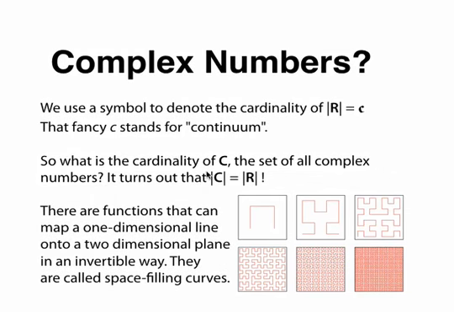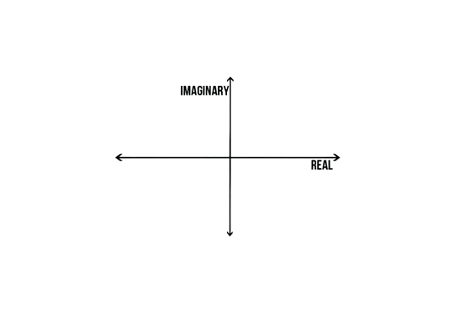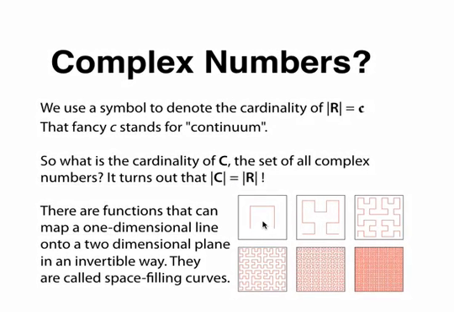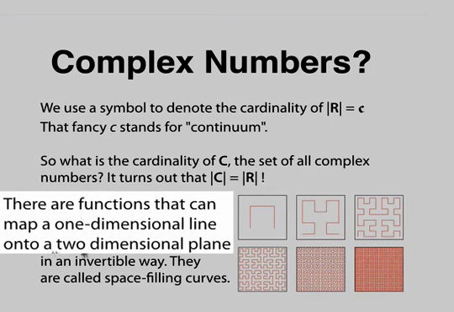Meaning, R is like a one-dimensional line, right? That's the continuum. And C is like a two-dimensional plane. The set of complex numbers, if you saw the first video, can be put on a plane. All the possible complex numbers correspond to a point in the plane, and all the possible real numbers correspond to a point in a line. So it turns out that there are functions that can map a one-dimensional line onto a two-dimensional plane, meaning every point in the plane will be in the range of this function.